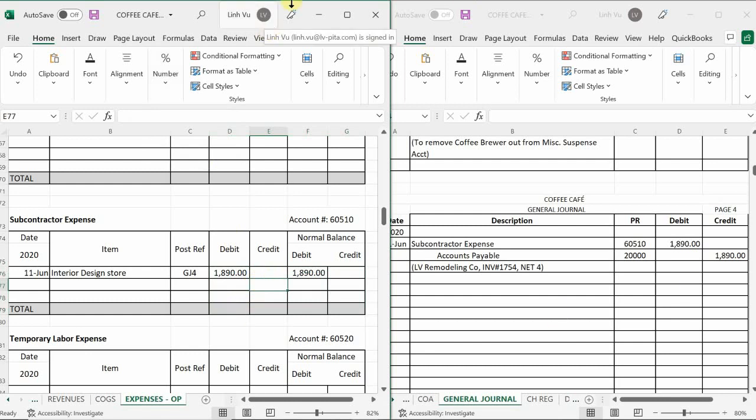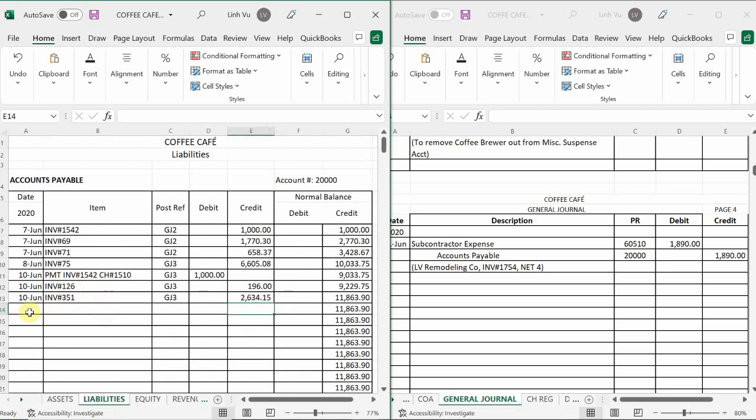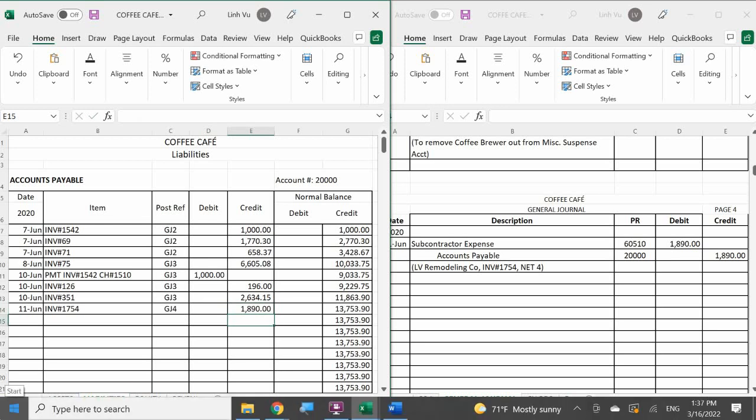Now I need to go ahead and update my accounts payable to see how much money I owe. This was invoice number 1754, general journal 4. We increased our liabilities by another $1,890. So therefore, I jumped from 11,000 all the way to 13,000. No bueno. We just keep owing more money.